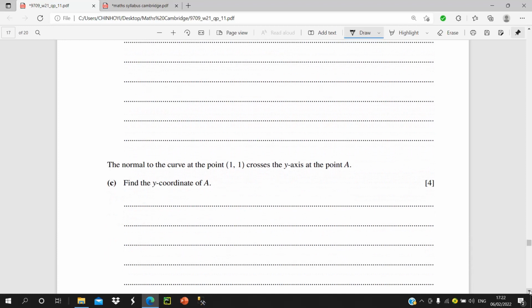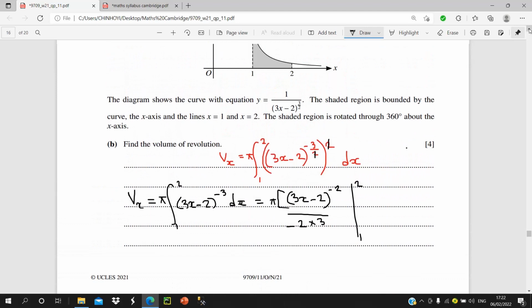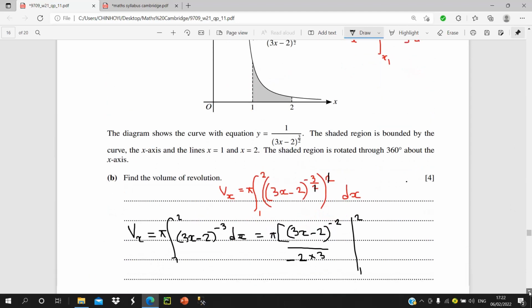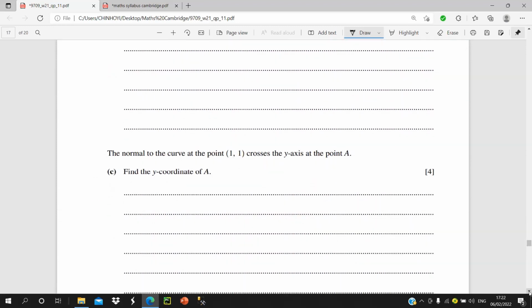Then on C, the normal to the curve at the point 1, 1. Let's see if you can get the point here. Okay, or let's use the idea of the normal to the curve. The normal at the point 1, 1 crosses the y-axis at 0. So find the y-coordinate. So in fact, we need to find the equation of the normal.